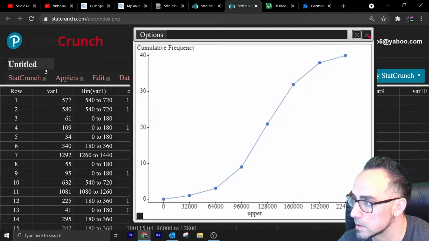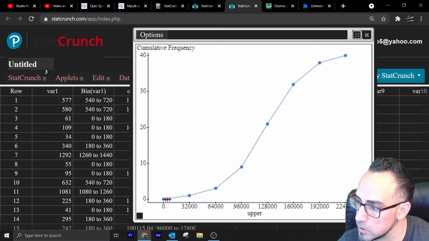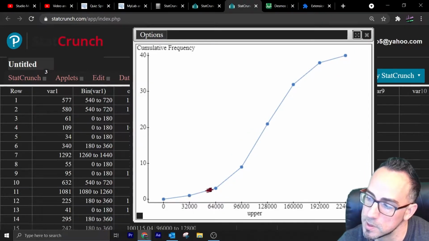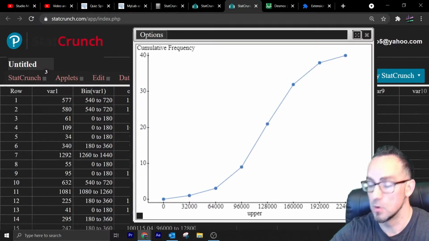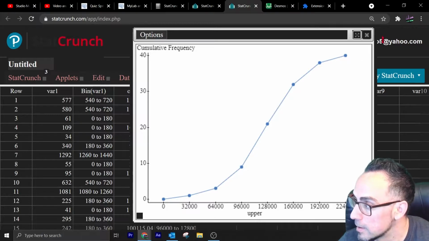So that's it, that's an Ogive. There you go. Notice that it's cumulative in the sense that it keeps going up and up and up. It never goes down. It's just always going up, always going up.